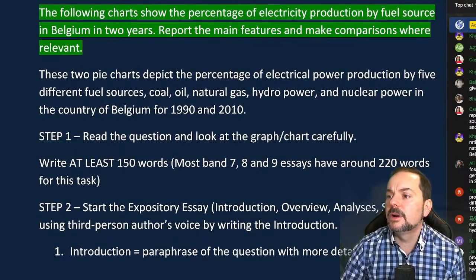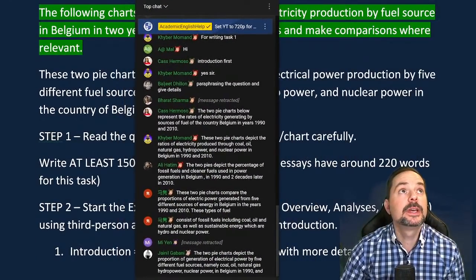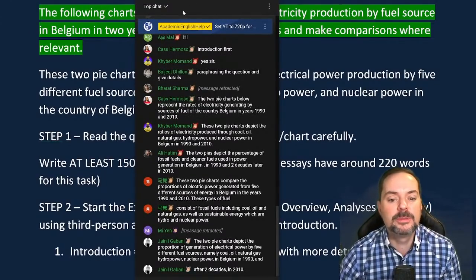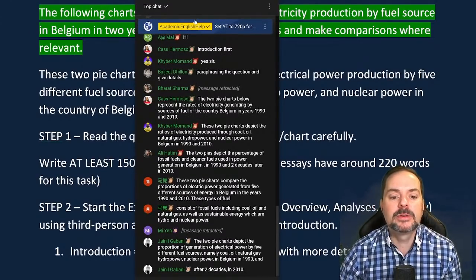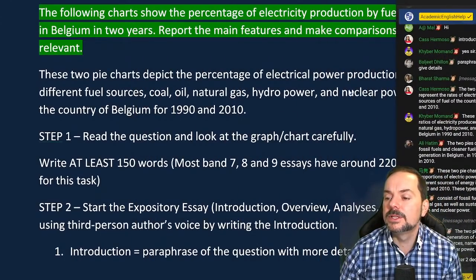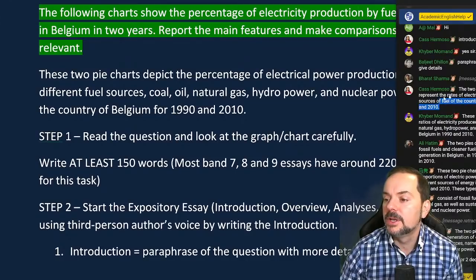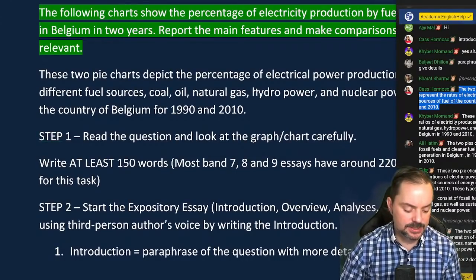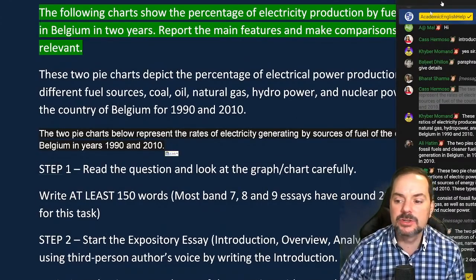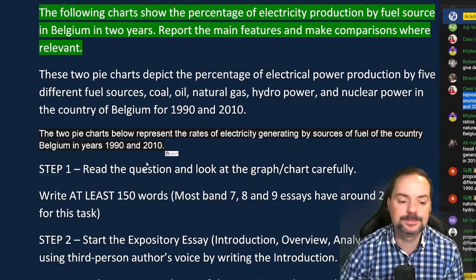Let's see what some of our members have here. Okay, so this will probably be pretty tiny if you're looking at it on a mobile phone, but maybe I'll grab a couple and then we'll look at it that way. So let me grab a couple here. This is from Cass. Okay, Cassandra. So this is Cassandra's paraphrase here.